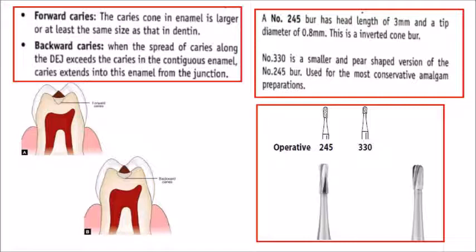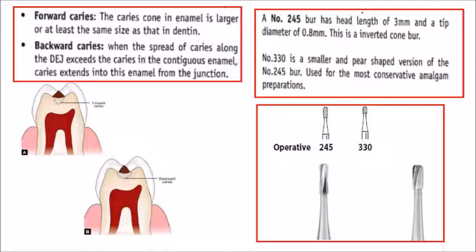Forward caries is the caries where the cone in the enamel is larger or at least the same size as that in the dentin. So whichever is more in enamel, that is forwardly moving. That is the first picture, shown on the left-hand side, the forward caries. In that, the cone in the enamel will be larger or at least the same as that in the dentin.